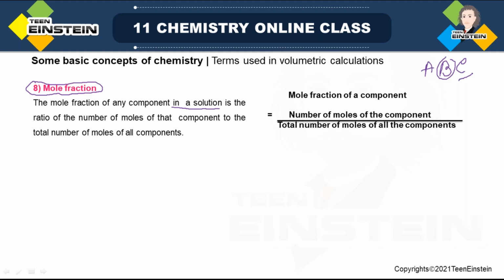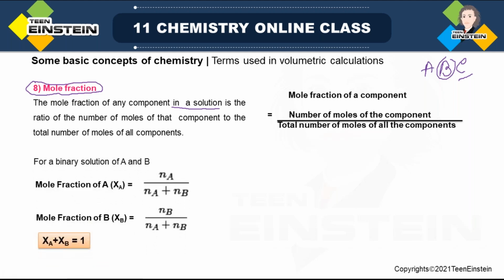Similarly, if you want to get the mole fraction of C, you first have to take the number of moles of C in the numerator, and then in the denominator it is the same, just like the previous one, the total number of moles of all the components. So in this way you can get the mole fraction.